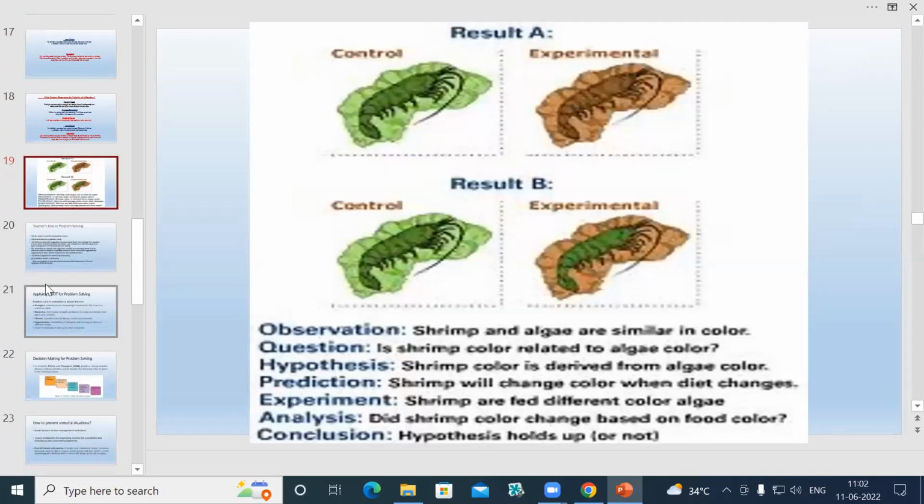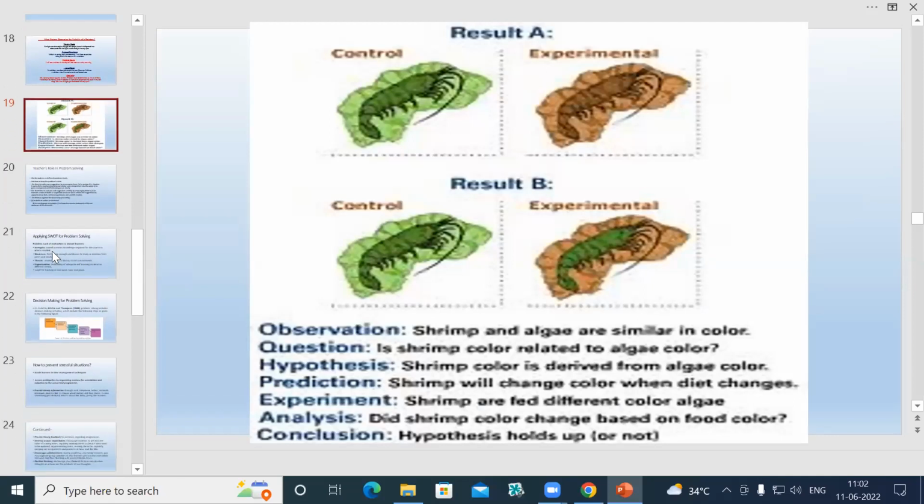Another example: suppose the observation is that shrimps and algae are similar in color. The question is, is shrimp color related to the algae color? The hypothesis is that shrimp color is derived from the algae color. The prediction is that shrimp will change color when diet changes. Okay. Experiment: shrimp are fed different color algae. And analysis: did shrimp color change based on the food habits? Okay. And now the conclusion will be whether the hypothesis holds up or not.